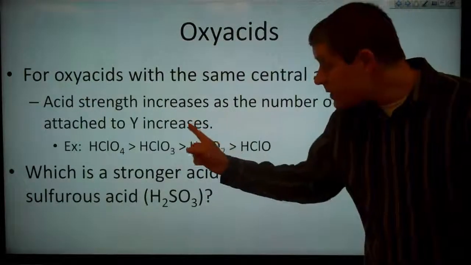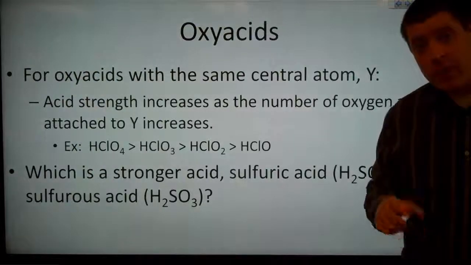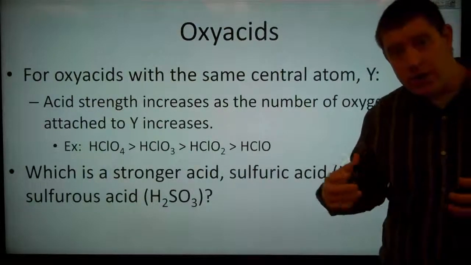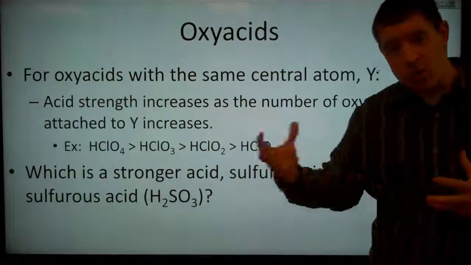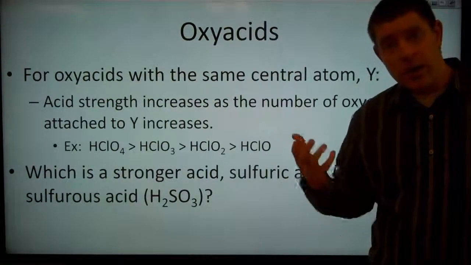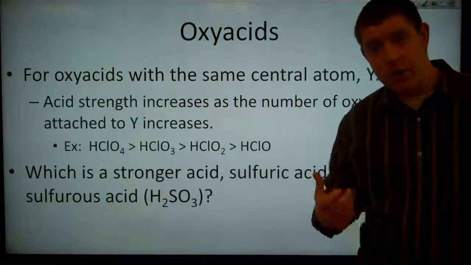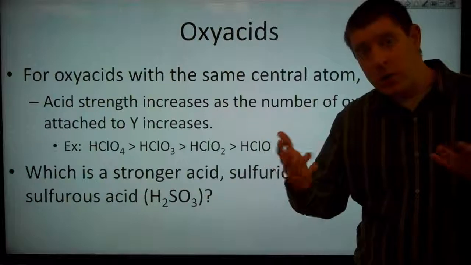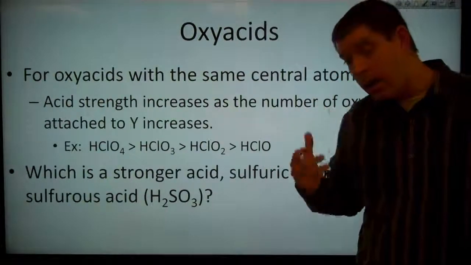And again, this makes sense because as we bond more oxygen atoms to that central atom, those oxygen atoms are pulling more electron density away from that central atom, which means that central atom is going to pull stronger on the oxygen that is bonded to the hydrogen, that oxygen then pulls more strongly on the electrons in between it and the hydrogen, and that weakens that oxygen-hydrogen bond, and that makes the acid stronger.